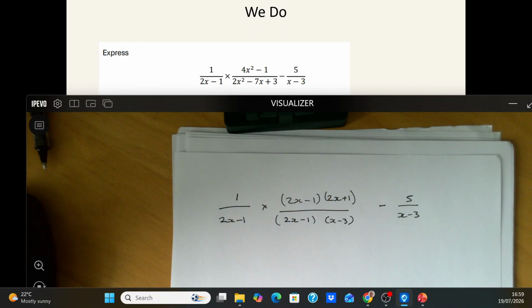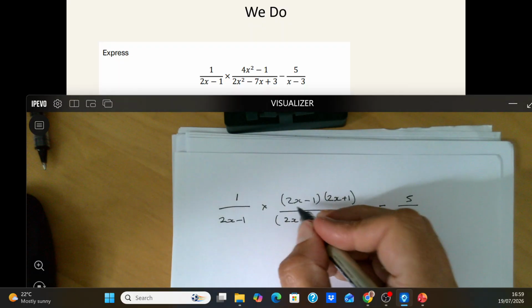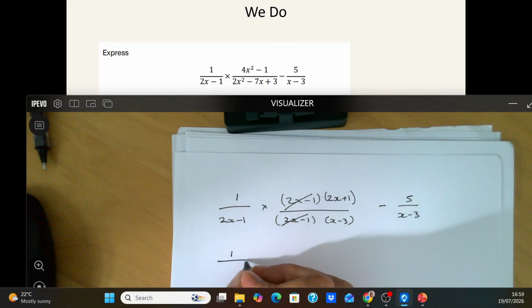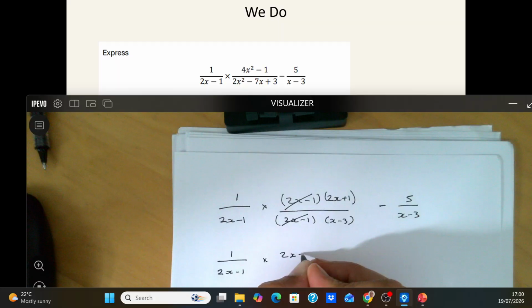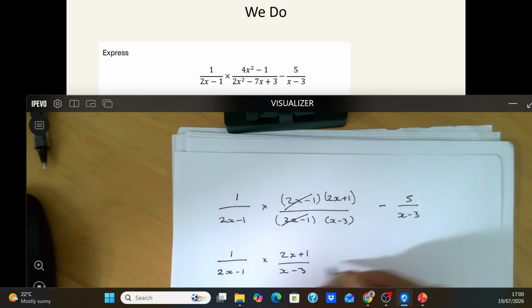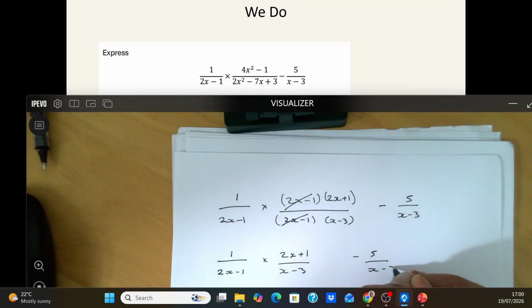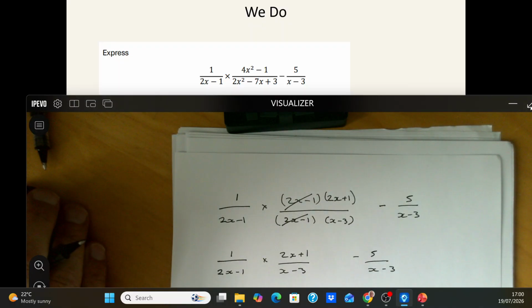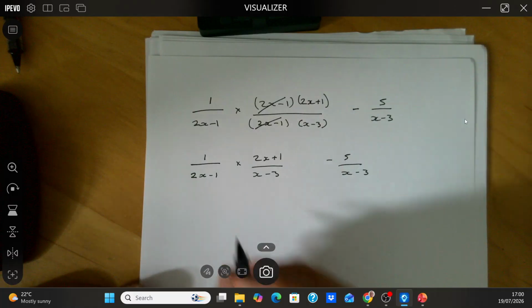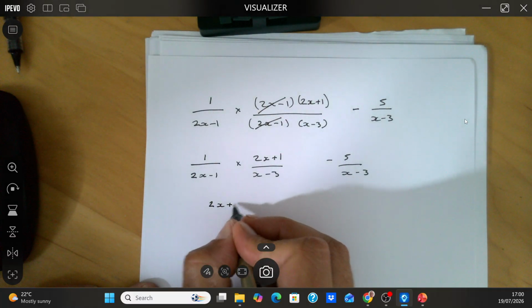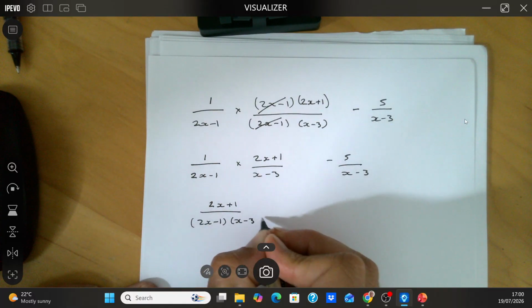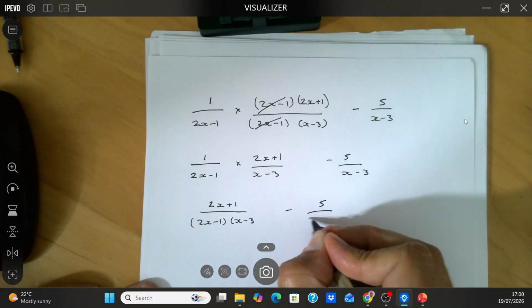So what did I do next? I cancelled. Only one cancellation. So I've got 1 over 2x minus 1 times by 2x plus 1 over x minus 3, take 5 lots of x minus 3. Let's make this bigger so you can see the full sheet. Let's rewrite that as 2x plus 1 over 2x minus 1, x minus 3, subtract 5 over x minus 3.